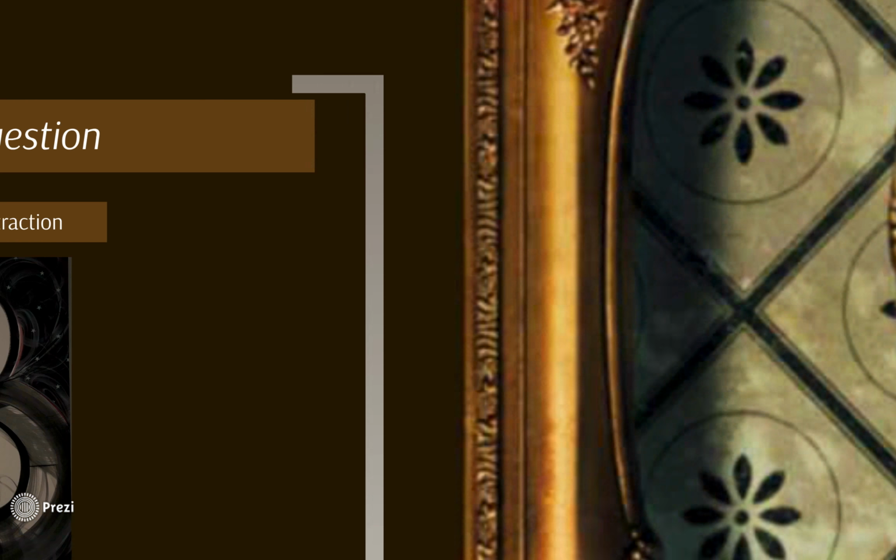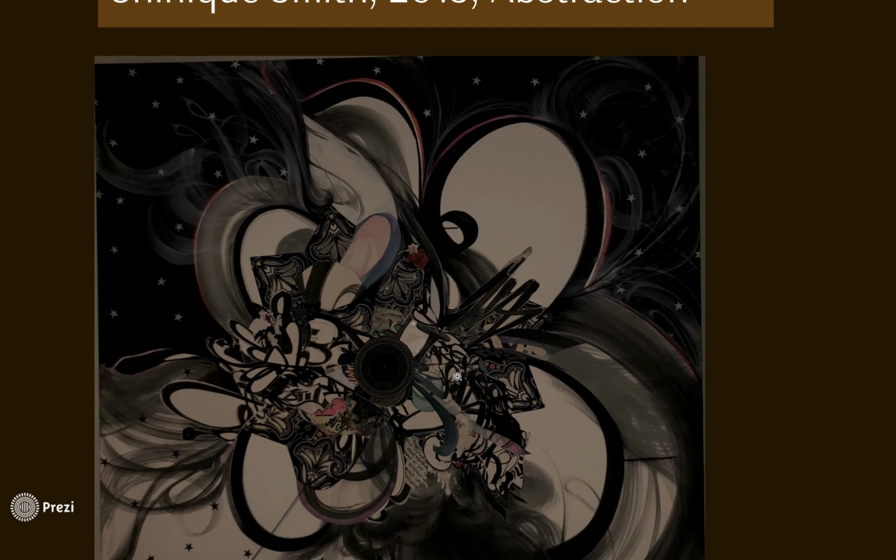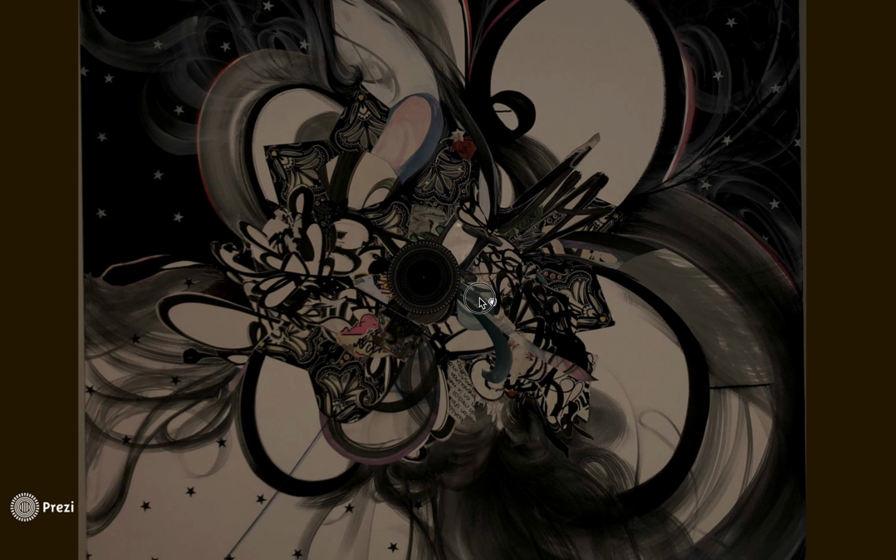Moving on to the abstract work, I chose No Key, No Question by Shanique Smith. This artwork was made with ink, acrylic, and fabric and was made into a collage. Well, at first, I thought the work would be classified as non-representational. I thought it was just a pretty artwork just to be seen.